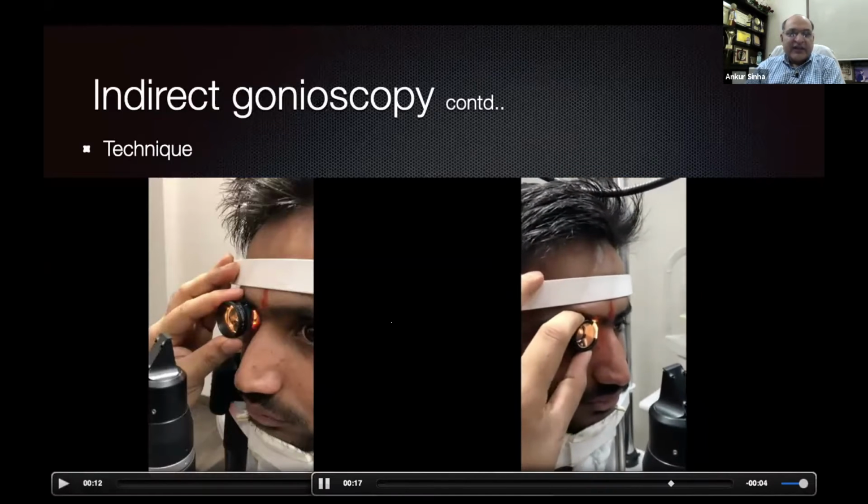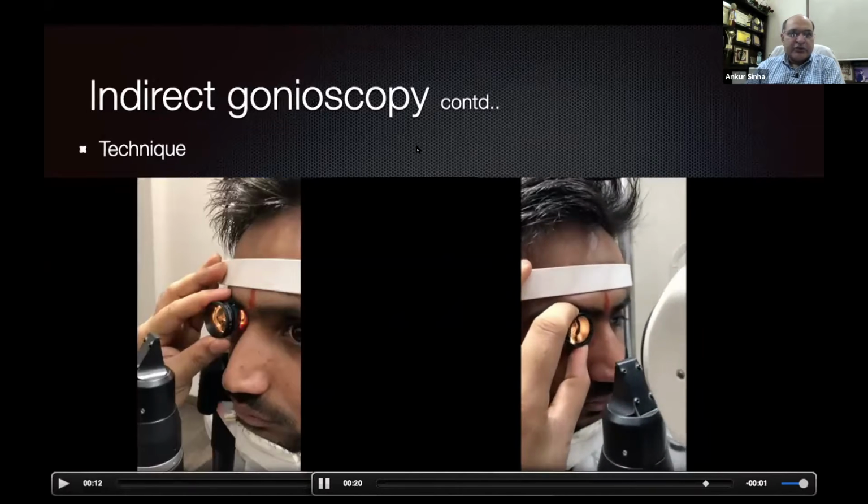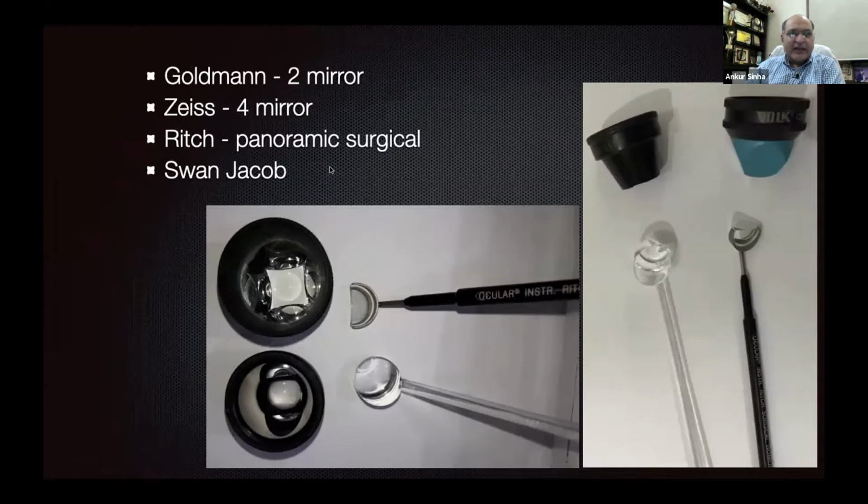In both cases, we have to be very, very gentle in both gonioscopies. Now, this is what I have. I've been using the Goldmann 2-mirror, Zeiss 4-mirror, Ritch panoramic surgical gonioscopic lens, and a Swan-Jacob lens.